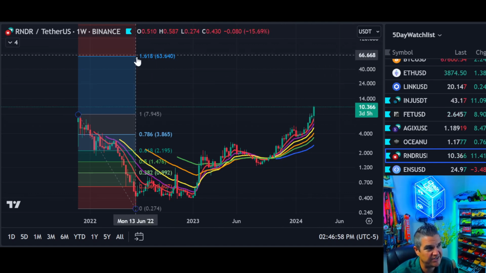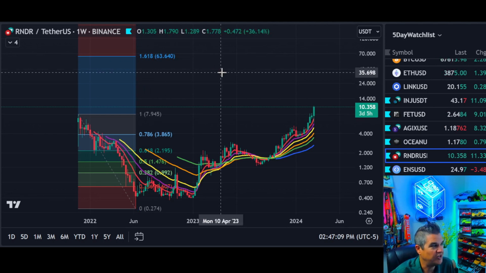A 6x from here gets you to the 1.618. That's roughly, what, 24 billion? 6 times 4, maths. There we go. Doable. 1.618. You heard it here. Render.